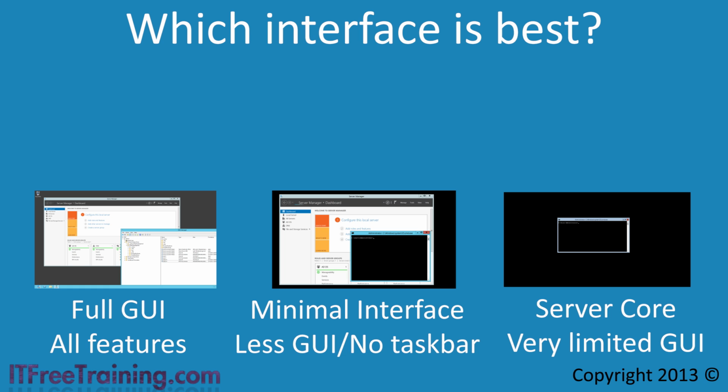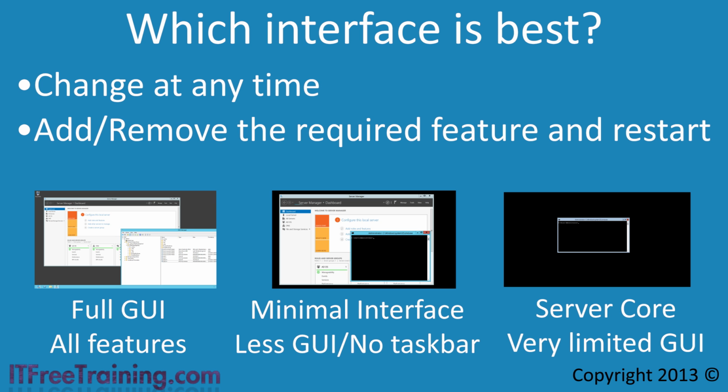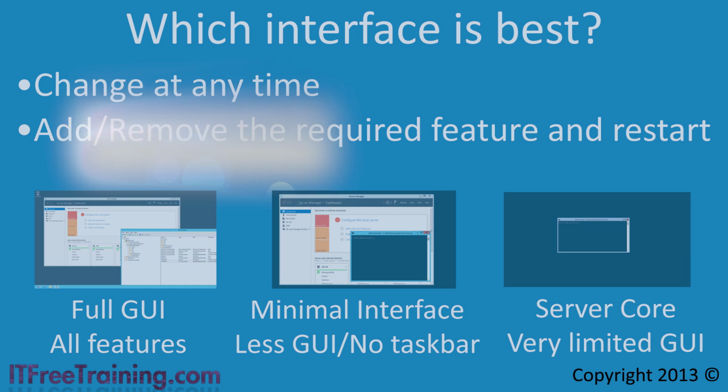The last interface is Server Core. Server Core uses the least amount of CPU and memory. Only the most basic graphical applications, such as Notepad, can be run in Server Core. The good news is that you can change interface at any time. All you need to do is add the required features to the operating system and reboot the computer. You are no longer locked into a particular interface like in Windows Server 2008 and require a complete reinstall of the operating system if you change your mind.